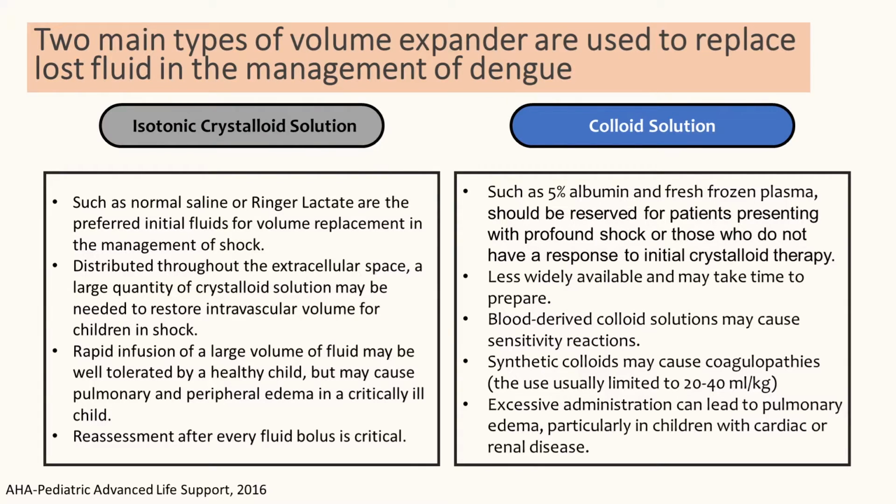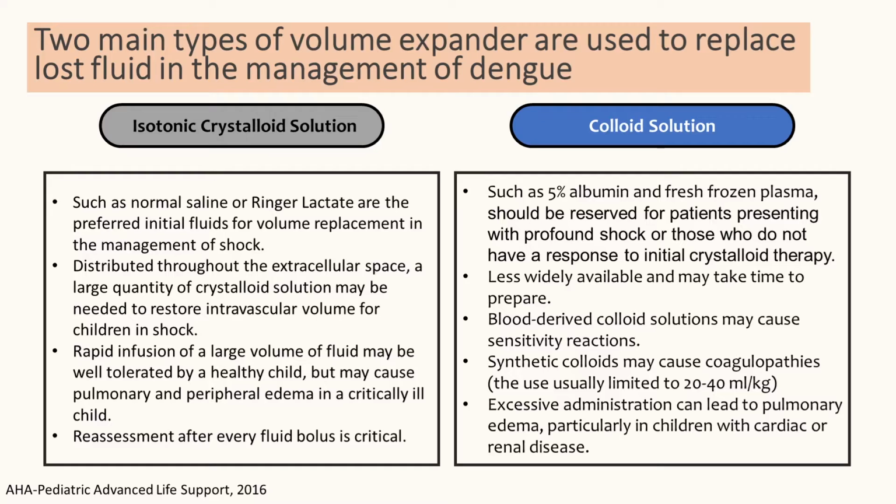The main types of volume expander are crystalloid solutions and colloid solutions. This is to replace lost fluids in the management of dengue. Crystalloid solutions, such as normal saline or Ringer's lactate, are the most preferable initial fluid for volume replacement in dengue shock syndrome, because they distribute throughout the extracellular space in large quantity. A rapid infusion of a large volume of fluid may be well tolerated in a healthy child, but we need to be careful in a critically ill child, and reassessment after every fluid bolus is critical.